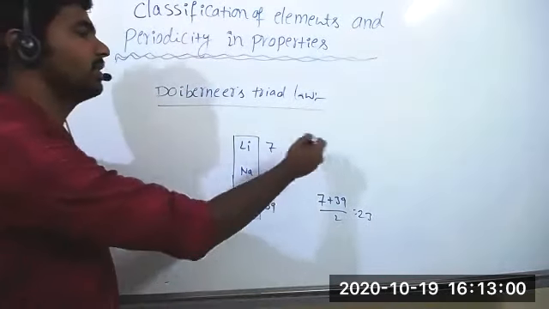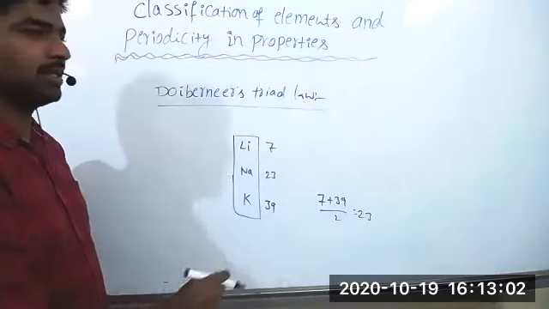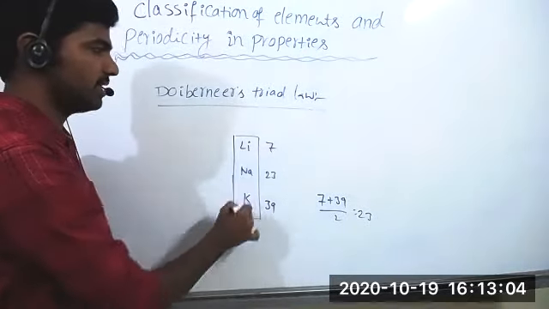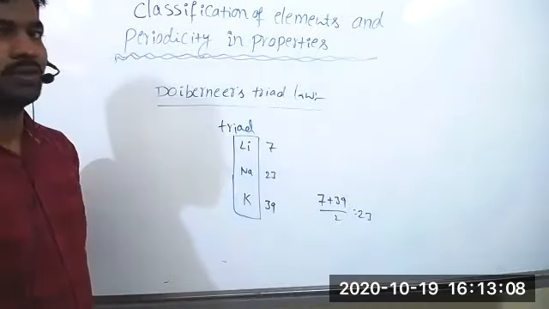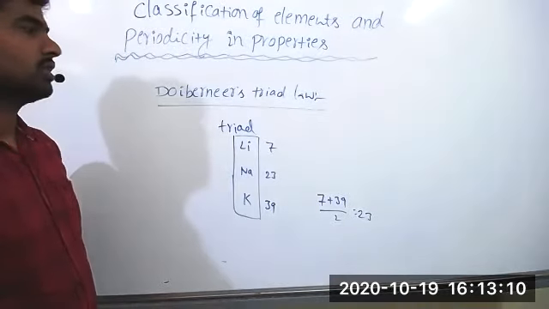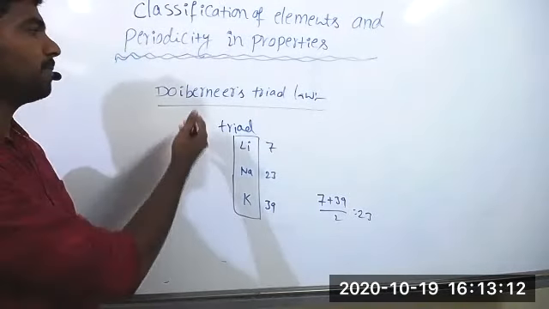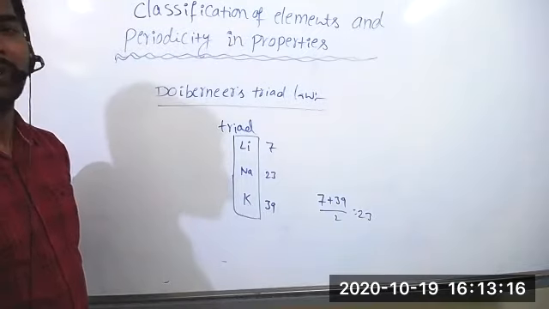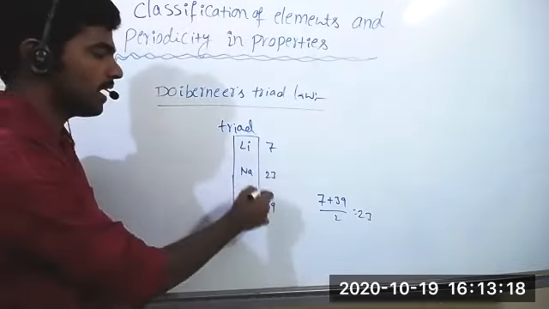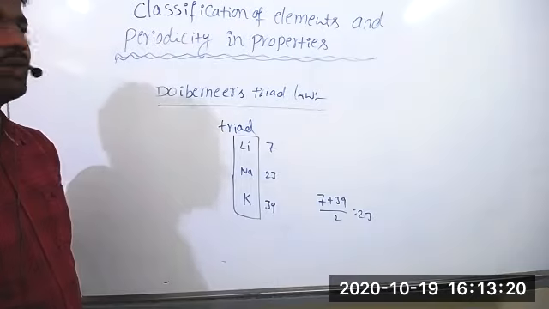In this way, he gave some sets of elements. In each set, there are 3 elements. This set of 3 elements we call a triad. So this periodic table is also called Dobereiner's triads. The atomic mass of the middle element is the average of the remaining 2 elements.